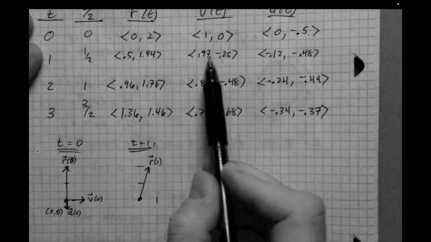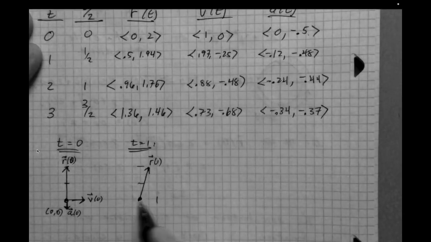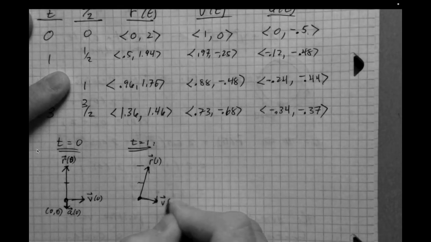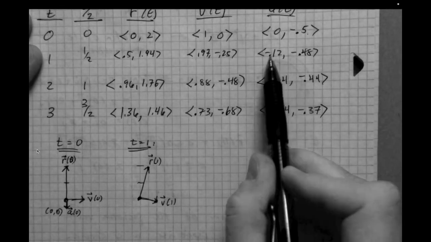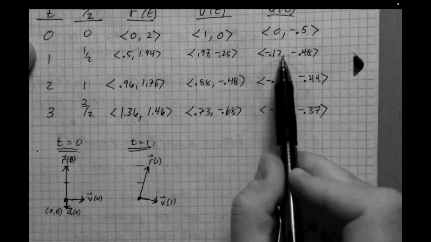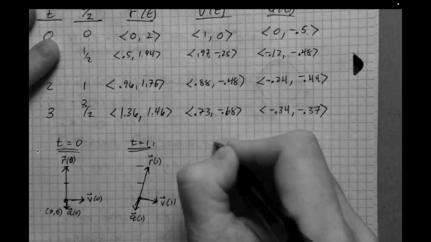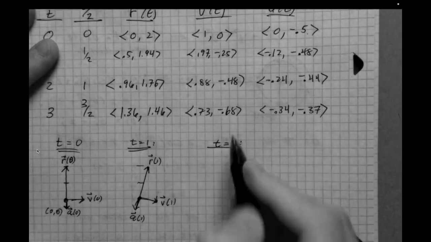And what about the velocity? Velocity is 0.97. Okay, so it would be over just about 1, and then down about a quarter. So it's like right about there, we'll say. Okay, and so that's the velocity at time equals 1. And the acceleration is negative 0.12, comma, negative 0.48. And so what you'd find is that that one is parallel to the position vector. So it looks like that. And I'll do the other two a little bit quicker, but you can verify this.